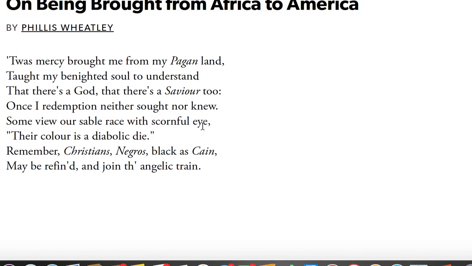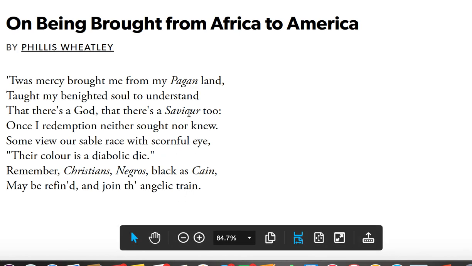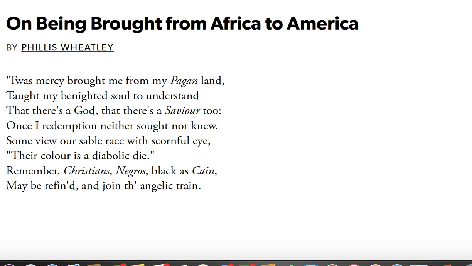So look at the end rhyme here. Land, stand, too, knew, eye, dye, Cain, train. Very simple rhyme scheme, but it is highly effective here. So that is sort of a focus on sound, and I want you guys to go ahead and move on.